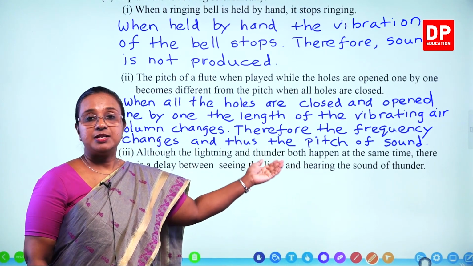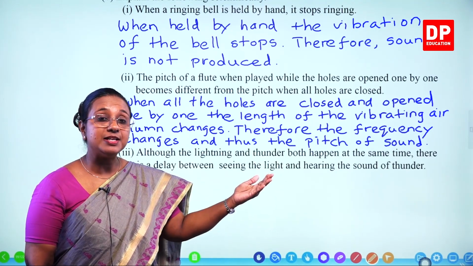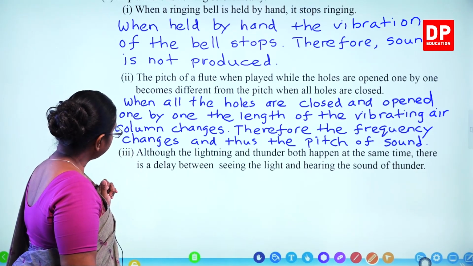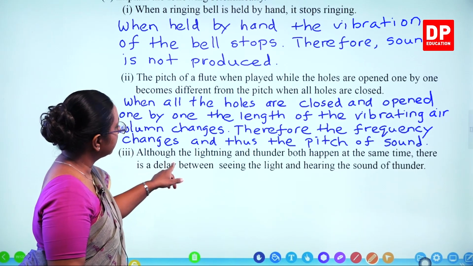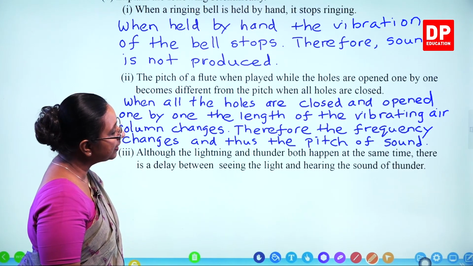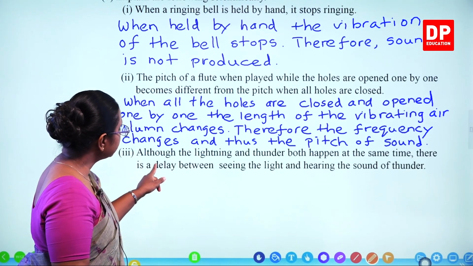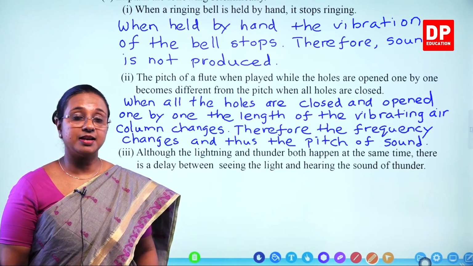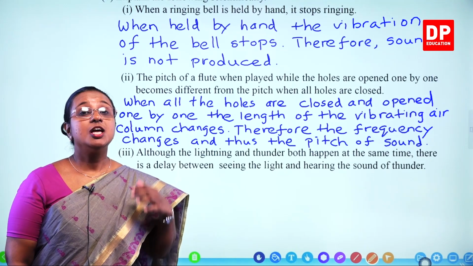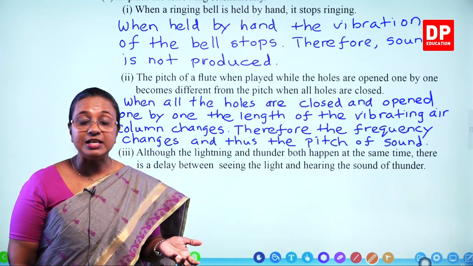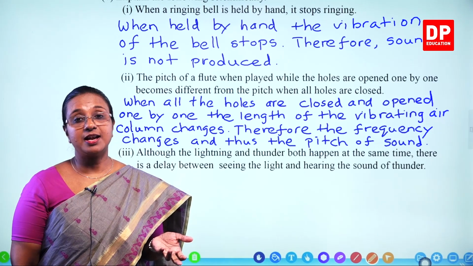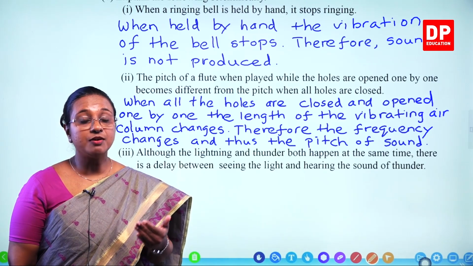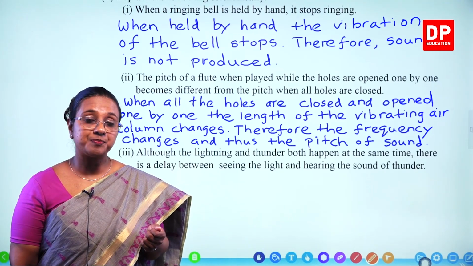So the pitch depends on frequency. Frequency depends on the length of the vibrating air column. The next one: although the lightning and thunder both happen at the same time, there is a delay between seeing the light and hearing the sound of thunder. What happens first? You see the light first, then only you hear the sound of thunder. Why? Because of the different speeds of light and sound in air.